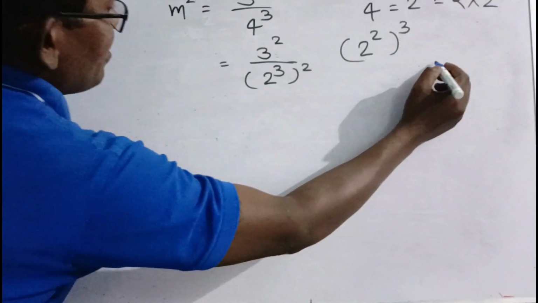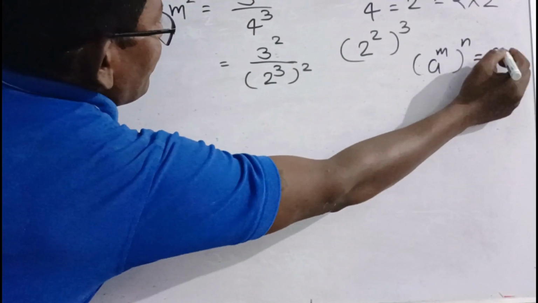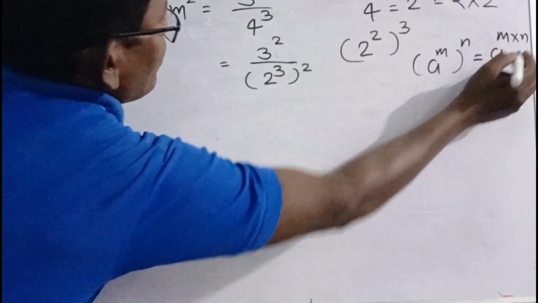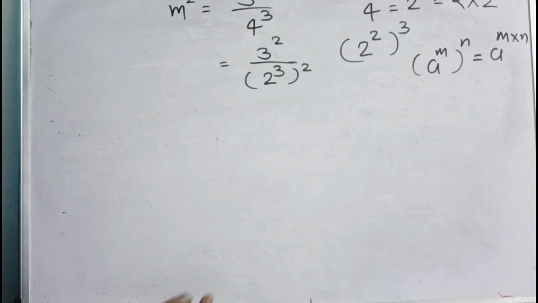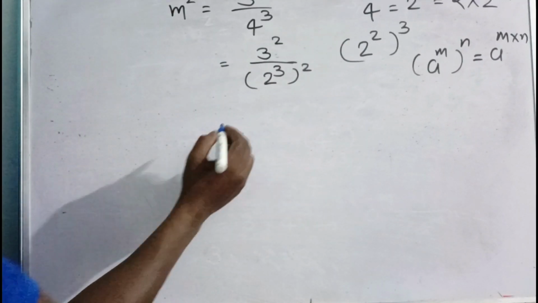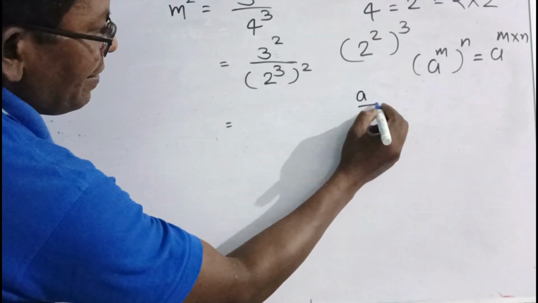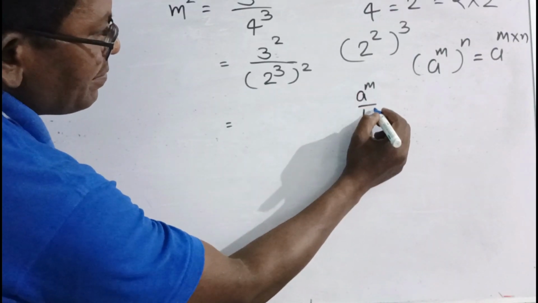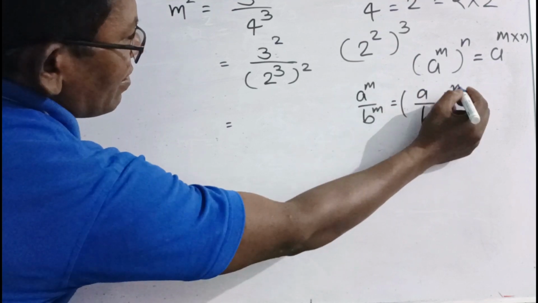यहां पर कौन सी प्रॉपर्टी यूज होगी? a raised to the power m whole raised to the power n is nothing but a raised to the power m into n. m into n कीजिए, n into m कीजिए, वन एंड द सेम। इसके लिए हमने क्या किया? 3 अंदर ले लिया और 2 को बाहर ले लिया। अब क्या होगा? यहां पर और एक प्रॉपर्टी यूज होगी, a raised to the power m by b raised to the power m is nothing but a by b raised to the power m.